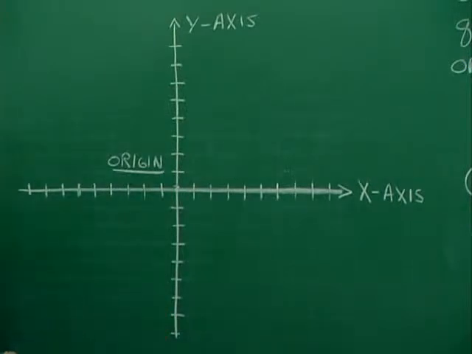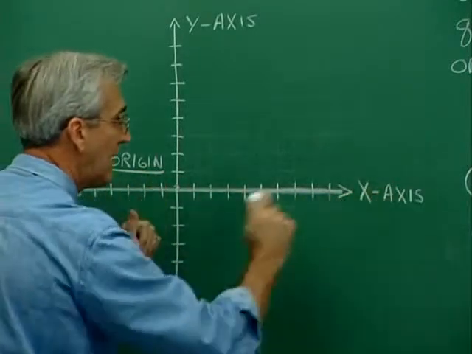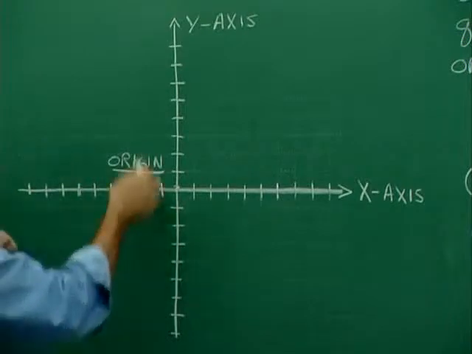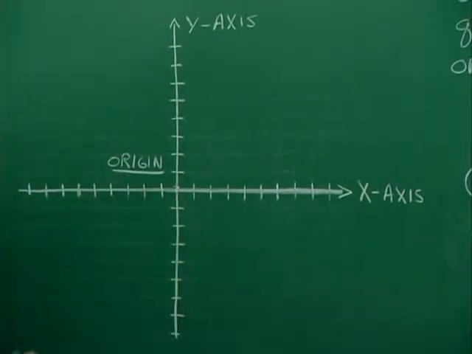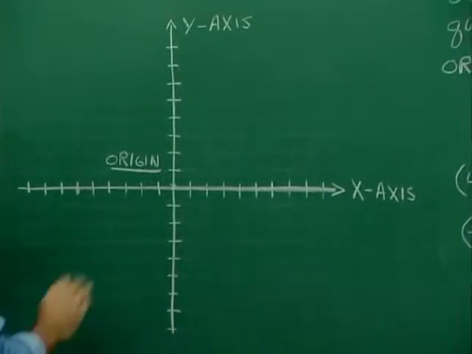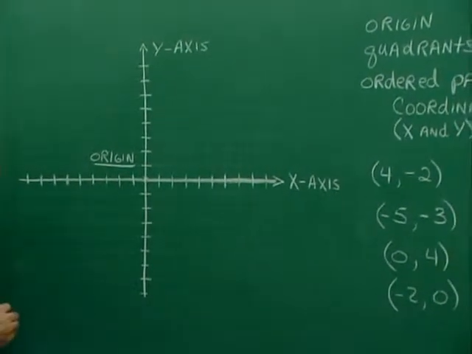The two number lines intersect at 0 on both number lines. And along the x-axis, positive values lie to the right, negative values to the left. On the y-axis, the positive values lie above and the negative values below the intersection point. The intersection point is called the origin of the coordinate plane.